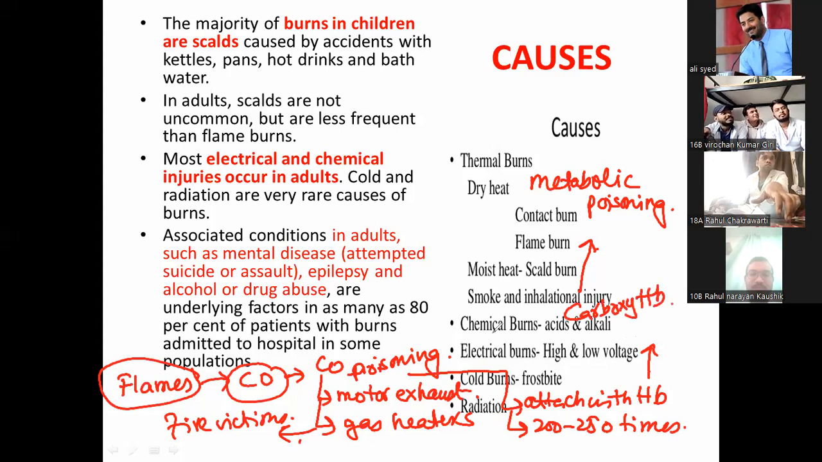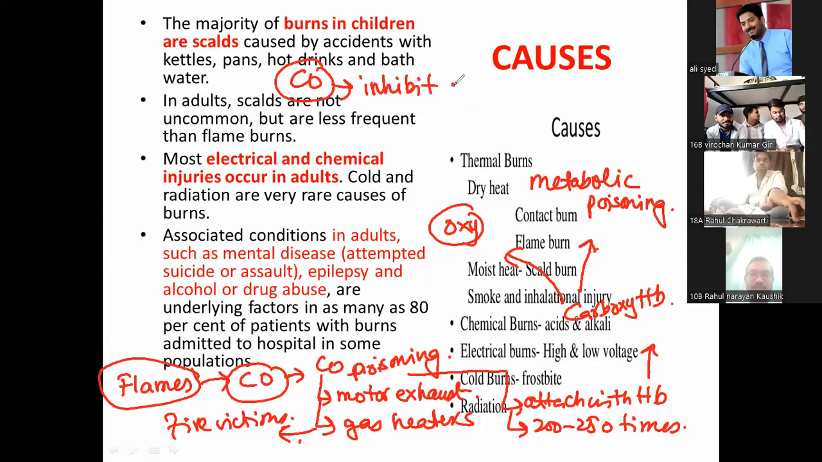Carboxyhemoglobin is not going to give oxygen to the cells, so oxygen delivery to the cells is compromised. So what is carbon monoxide doing in the patient? See here everyone, carbon monoxide poisoning is going to inhibit your aerobic metabolism, and it inhibits aerobic metabolism in the mitochondria.